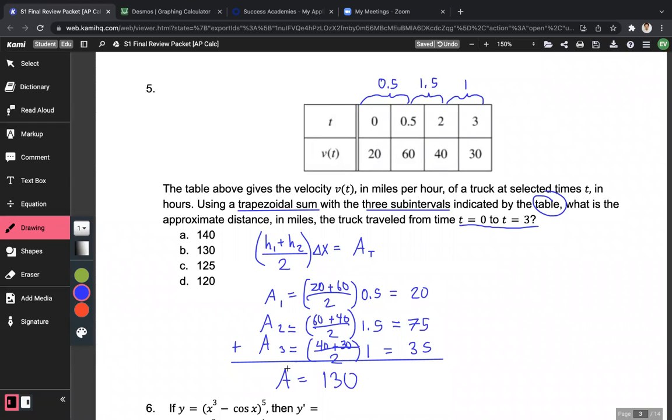Cool. Nothing else to it. Area is 130, so that is answer choice B.